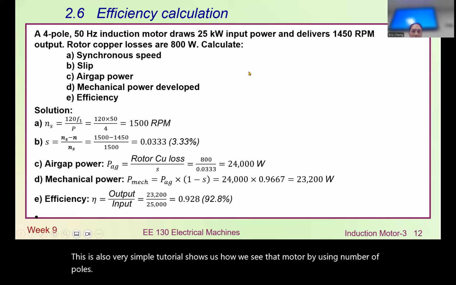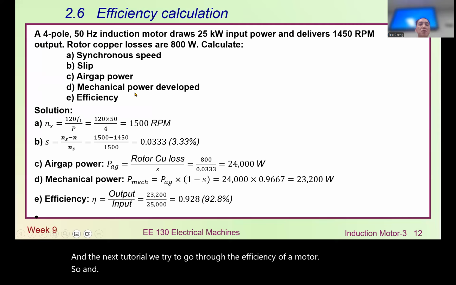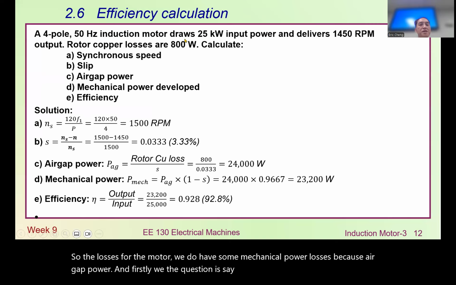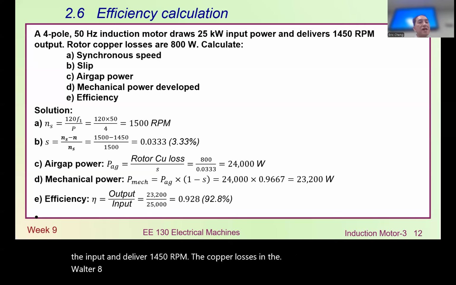In the next tutorial, we go through the efficiency of a motor. For the losses of the motor, we have some mechanical power losses, and we have air gap power. The question says a 4-pole motor, 50 Hertz, 225 kilowatt input, delivering 1450 RPM. The copper losses in the rotor are 800 watts. We have to calculate all five: synchronous speed, the slip, air gap power, mechanical power output, and efficiency.